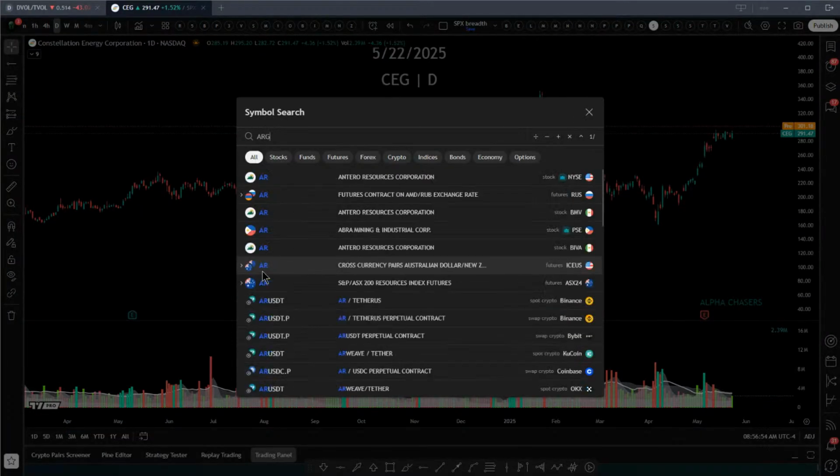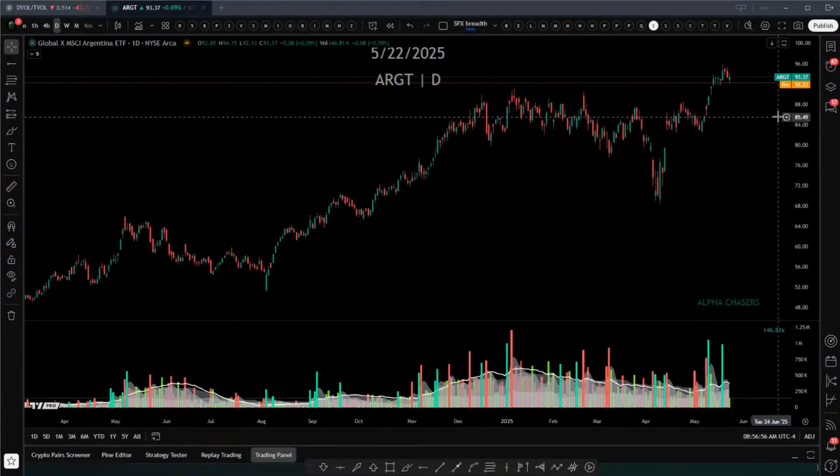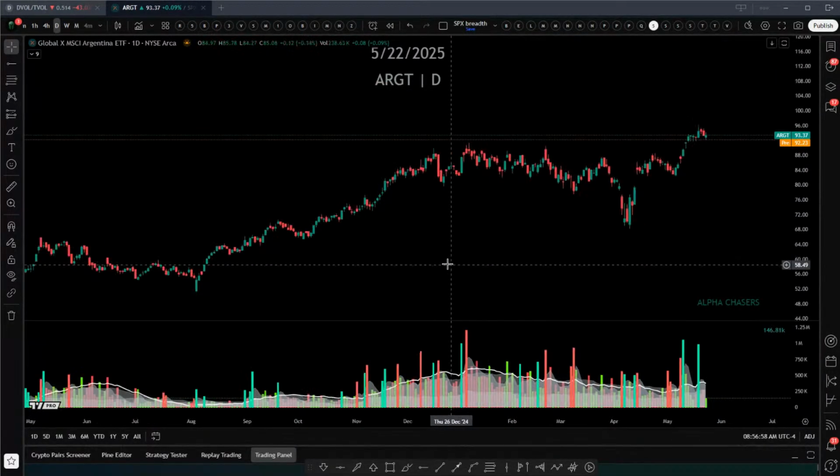Argentina. I have very little to say about it. I like it a lot. You don't hear him getting tariffs. You don't hear anything going on there.